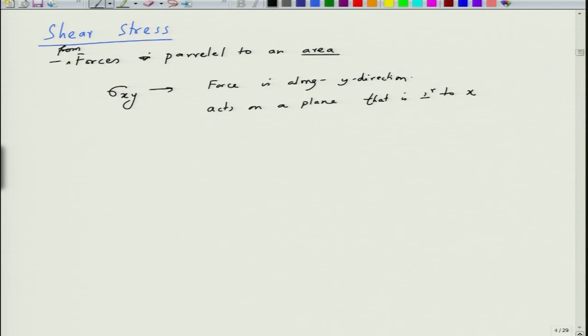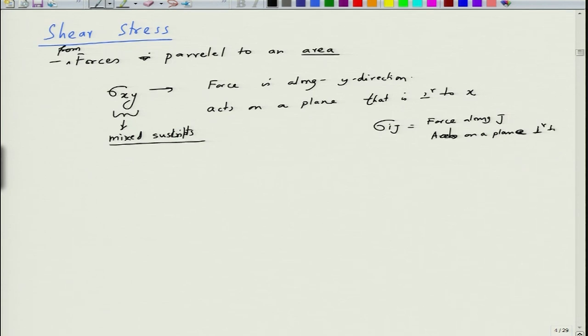Normal to x. Always these will be mixed subscripts. So if it is sigma ij, you say that the force is along j and acts on a plane that is perpendicular to i.